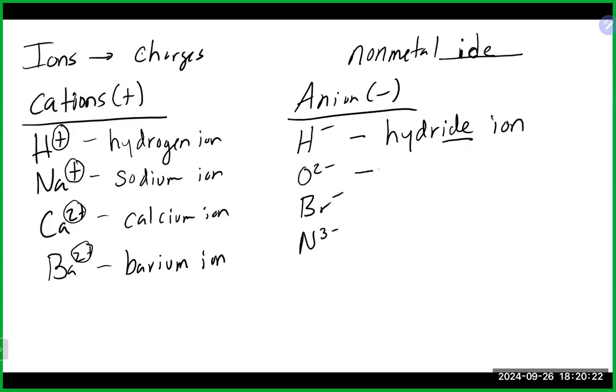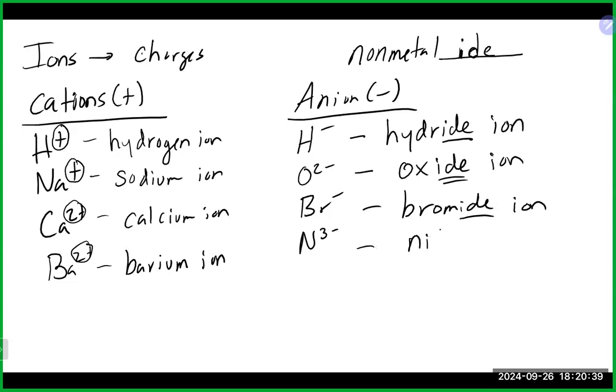Instead of oxygen, that is known as the oxide ion. So we drop a little bit more than the end there. Instead of bromine, this would be the bromide ion. And instead of nitrogen, this would be the nitride ion. So negative guys, drop the last part, IDE at the back end. Positive guys, full name of the element.